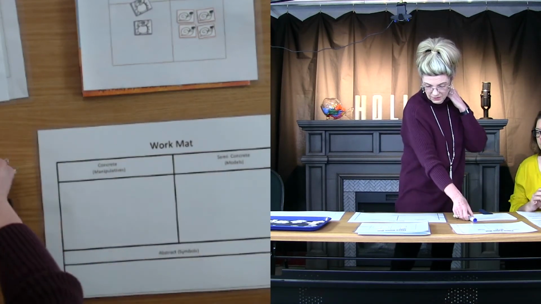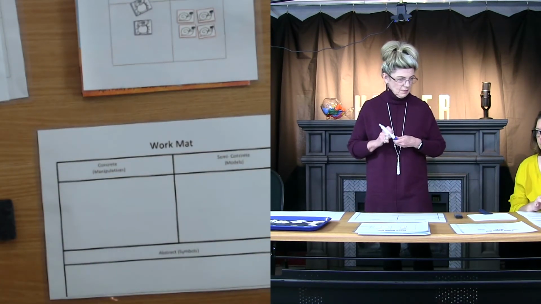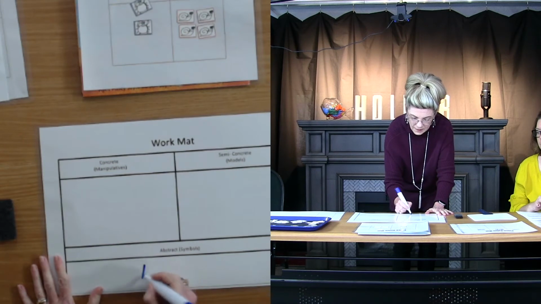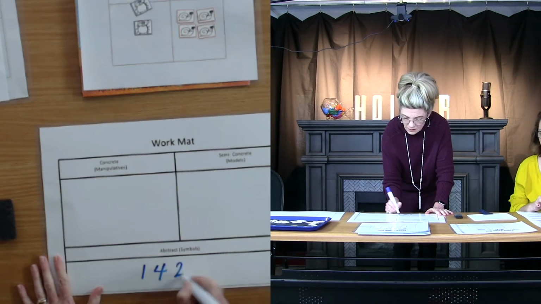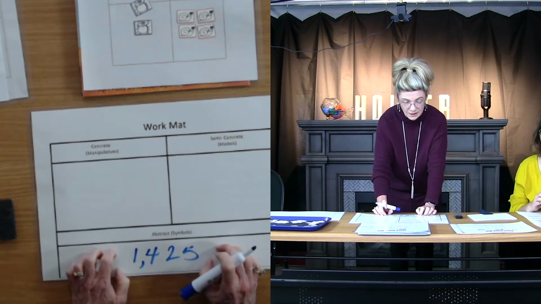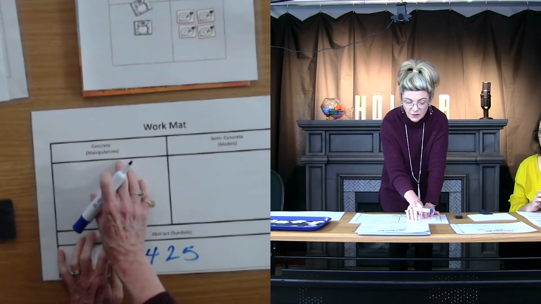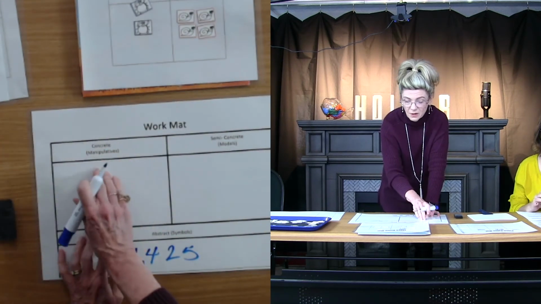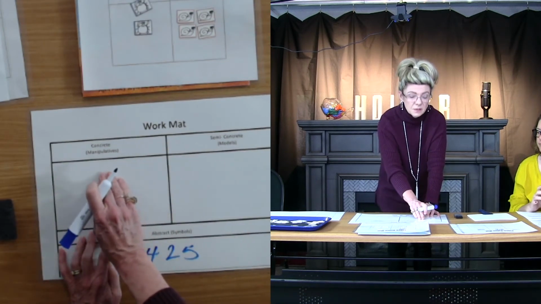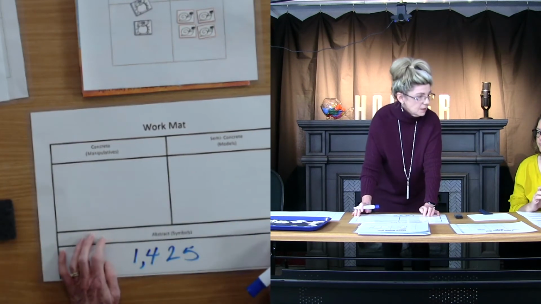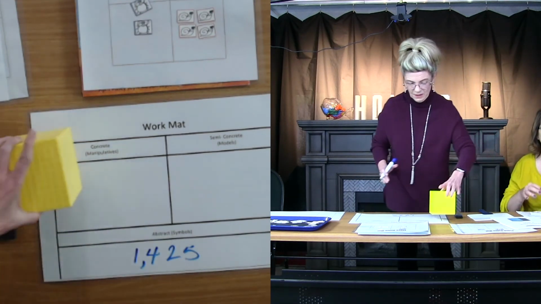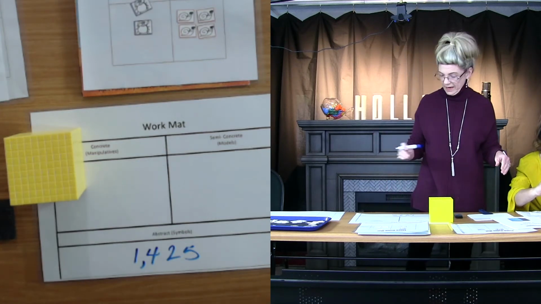So you would give them a number, for example, 1,425, and they would write that in there because this is what we're building. Then we're going to build it with the concrete. This map shows our CSA model, the concrete, the semi-concrete, and the abstract. So the concrete's where we use our tools. We're going to actually use the base 10 blocks to build this number. So we're going to use our thousands cube to build it. And then we're going to have 4 flats to build that 400.